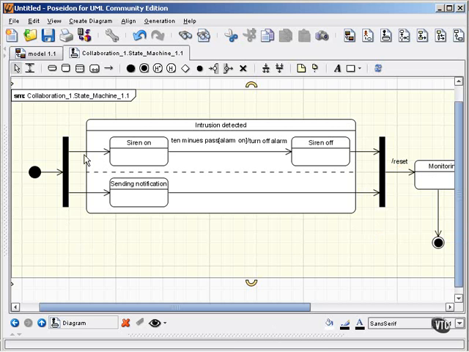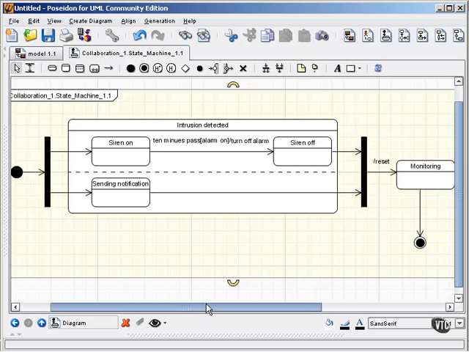Forks and joins are represented by a black bar, and these can be either vertical as they are here or horizontal, with one transition coming in and one or more going out if you're dealing with a fork. If you're dealing with a join, you have two or more transitions coming in and one transition going out. And as in activity diagrams, in a join, both of these states have to be present before you can move on to the next state.